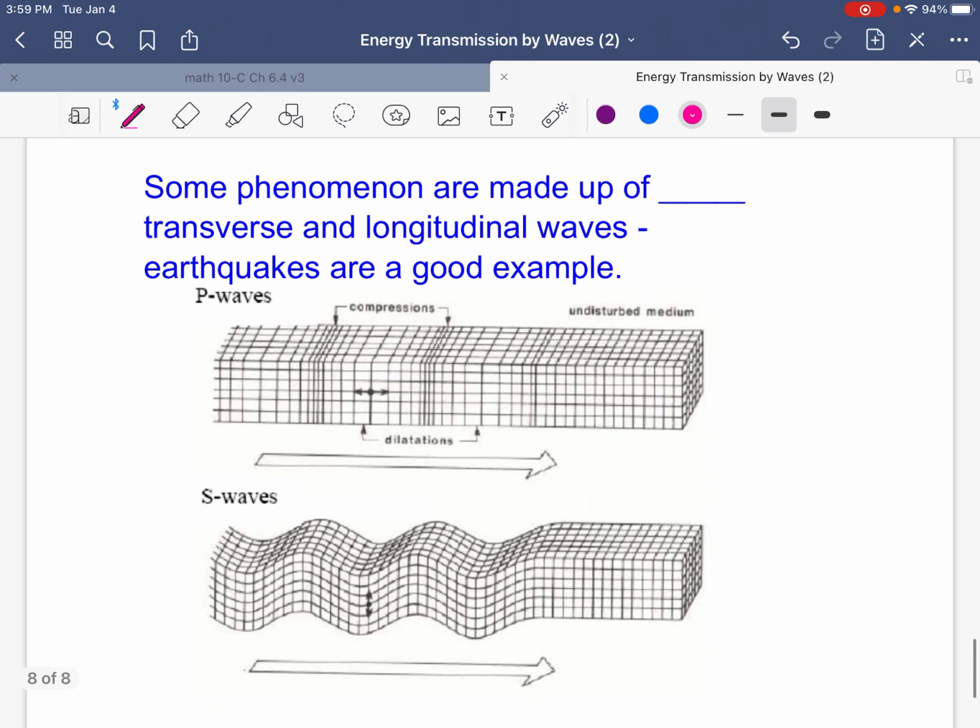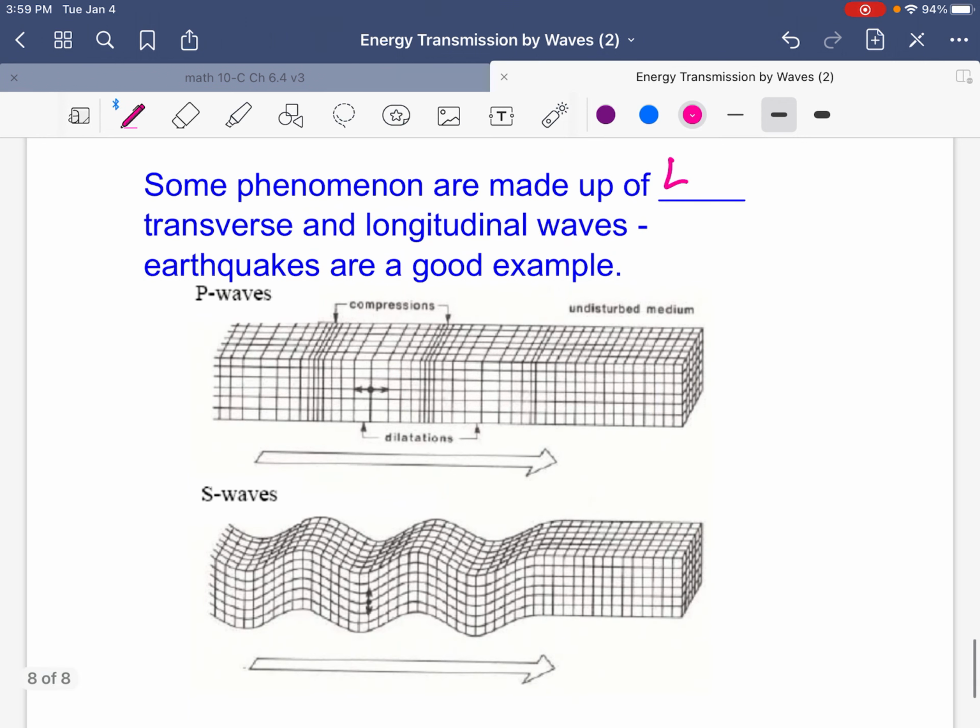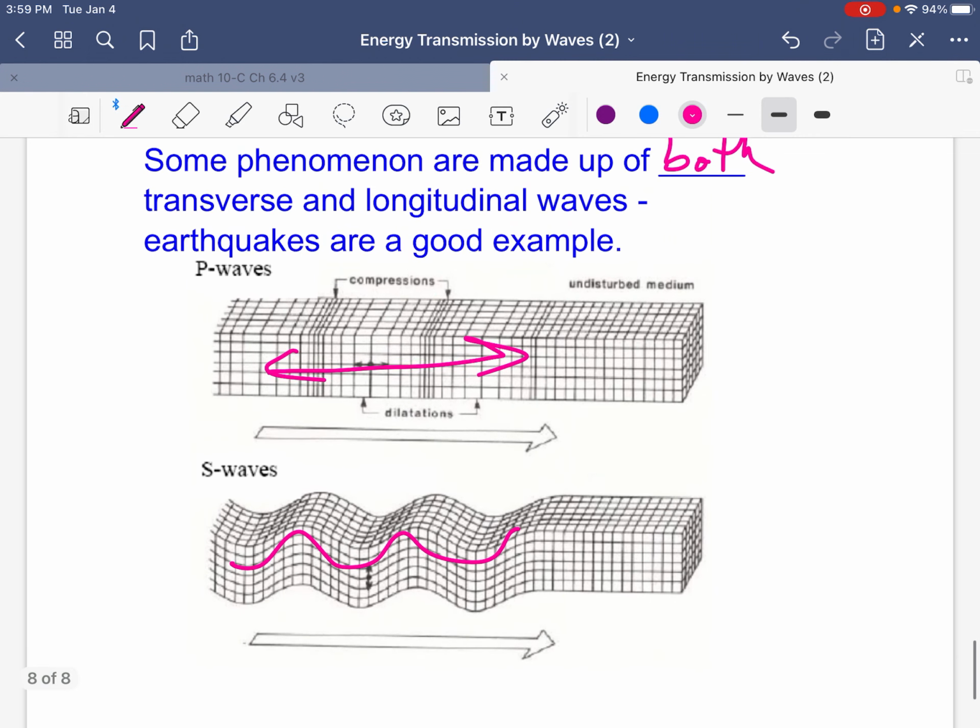Now, some phenomena are made up of both transverse and longitudinal waves. Earthquakes are a good example of this. You will get what we call P waves, that is longitudinal waves, where stuff gets compressed, goes backwards and forwards. And then you'll get transverse waves where stuff goes up and down. Okay?